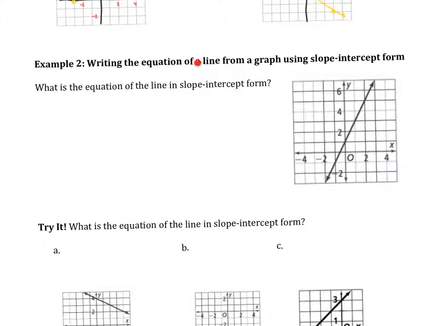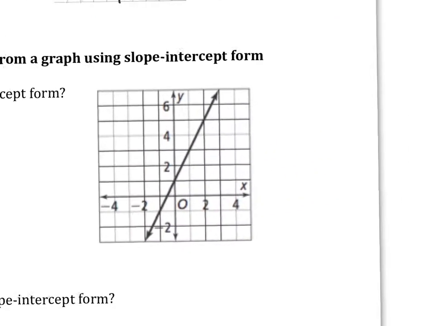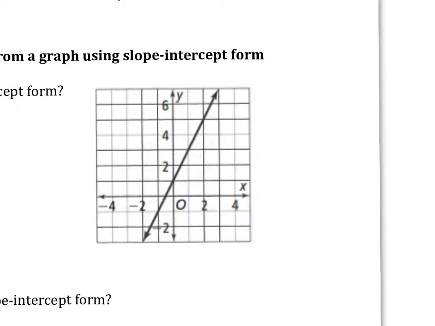Now we're going to write the equation of the line from a graph using slope-intercept form. So what's the equation of the line in slope-intercept form? Two things we need, of course, are the m and the b. The m, as we know, is going to be a counting situation, and the b is just something we can point out. Where do I begin?